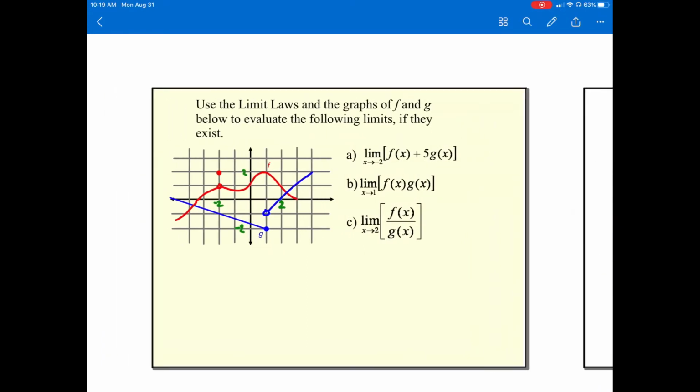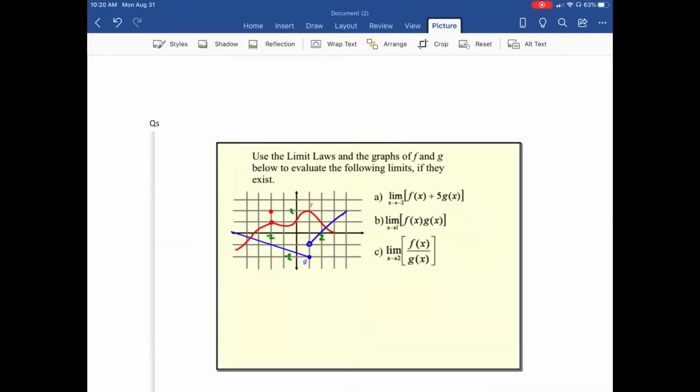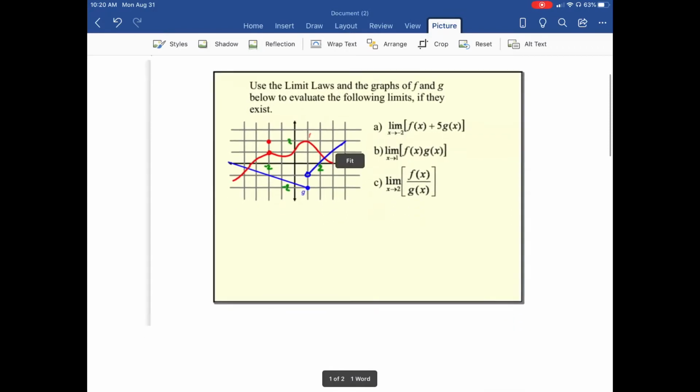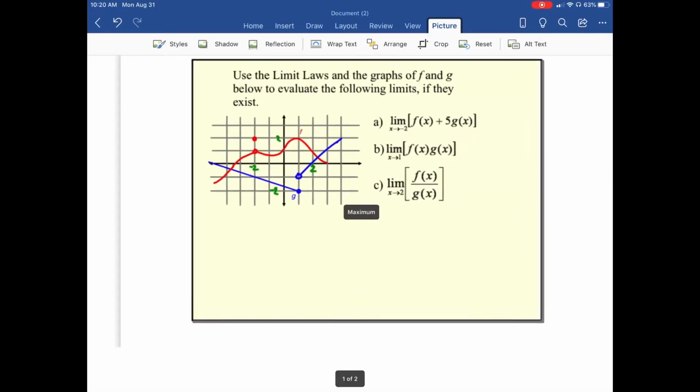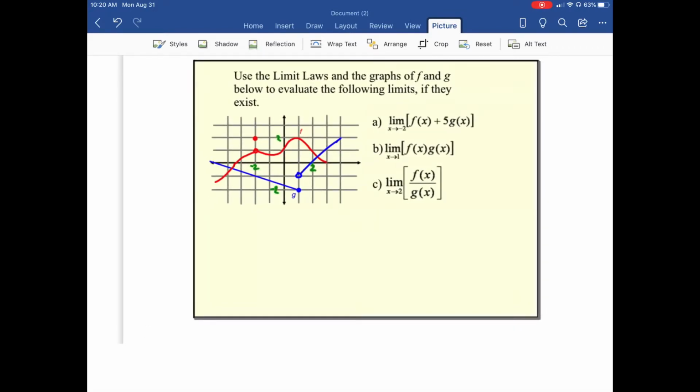So what we're going to do, and I'm going to go to another slide for this, is take those properties that I believe you wrote down, and we're going to evaluate them. So let's look at the graph that you have and see if we can evaluate these limits. And we'll go through the procedure that we will use for these.